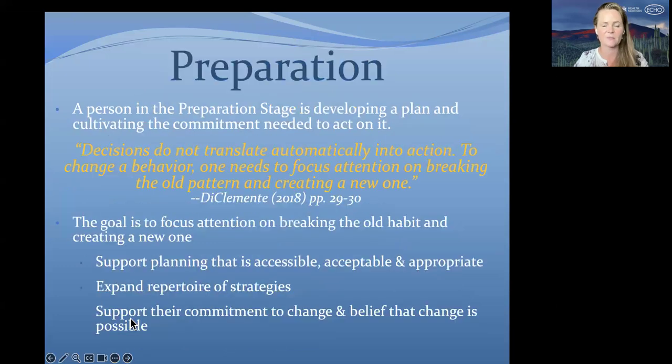So the next stage is preparation. Somebody in the preparation stage is starting to develop a plan. They're really working on the commitment, but they haven't put it into action yet. And the developer of the model here, I think, has a useful quote to sum this up, which is, decisions do not translate automatically into action. To change a behavior, one needs to focus attention on breaking the old pattern and creating a new one, which is really a pretty complicated process.